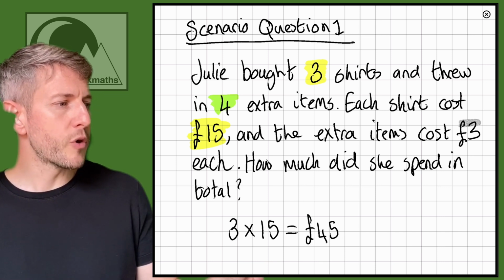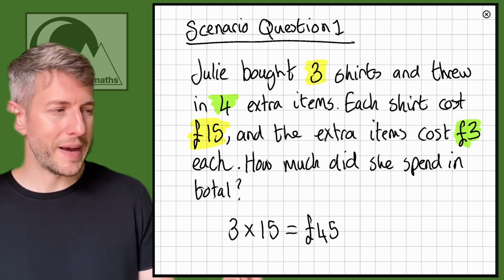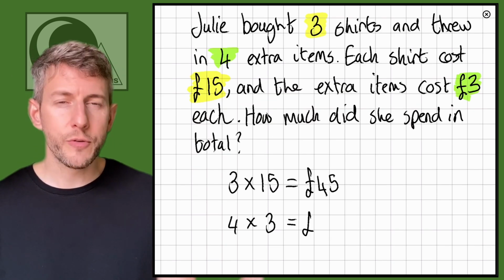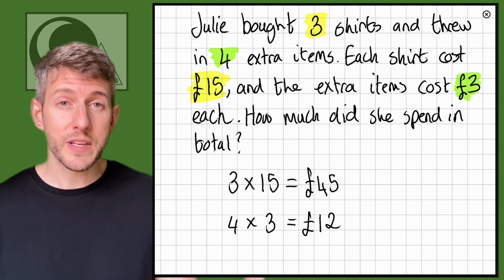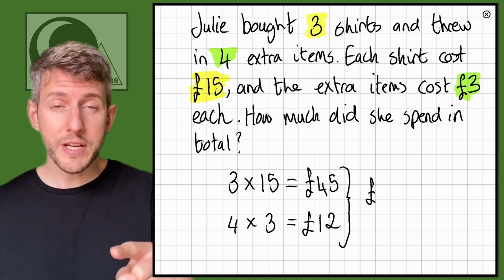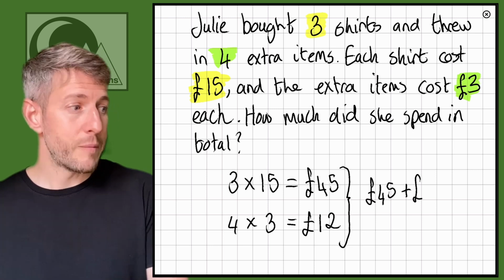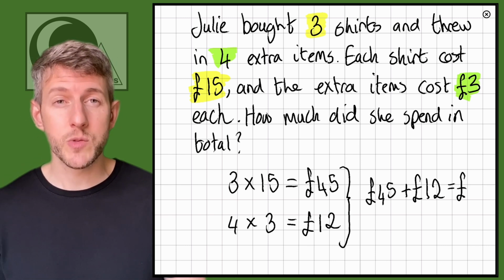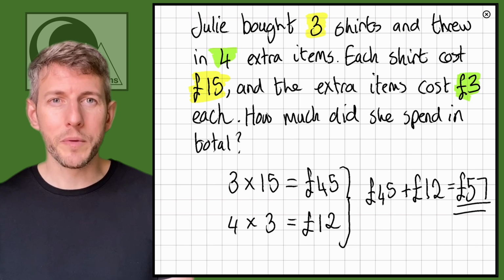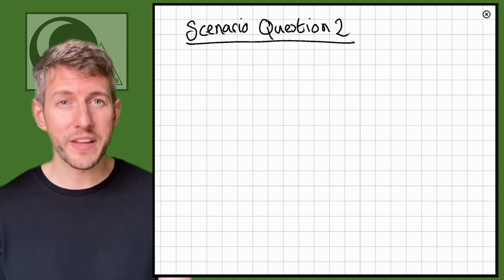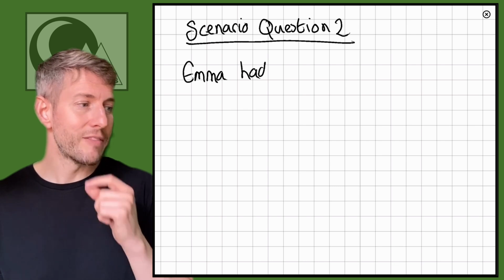And then we've got 4 items that cost £3. So that's going to be 4 times 3. So those 4 extra items came to £12. So altogether, we've got the 3 shirts at £45 and we've got the 4 items at £12. So we've then got to add those together as well. So we get 45, add 12, which will be 57. Let's do one more just because it's useful to pick these questions apart. So let's have a look at this one.